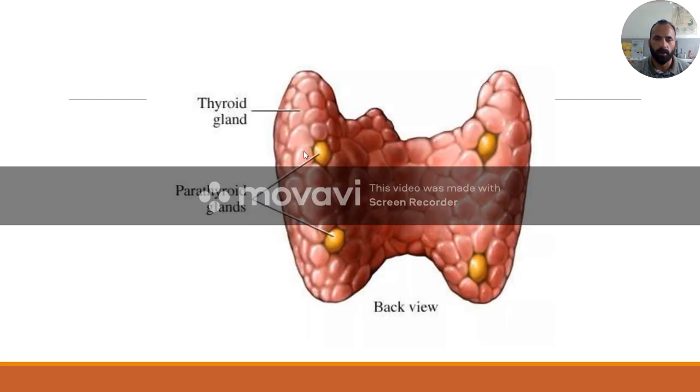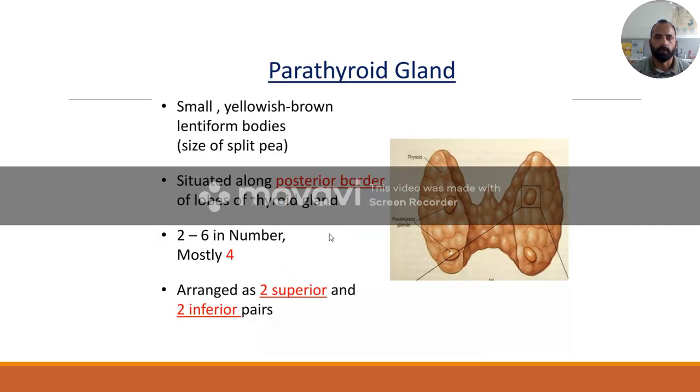Parathyroid. Para means near, so these parathyroid glands are near to the thyroid gland, and they are basically small yellowish colored bodies. Usually the number will vary from 2 to 6, but mostly they are 4 in number, arranged 2 on the superior aspect and 2 on the inferior aspect.